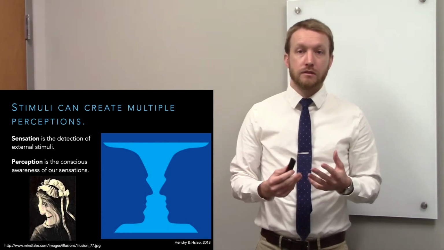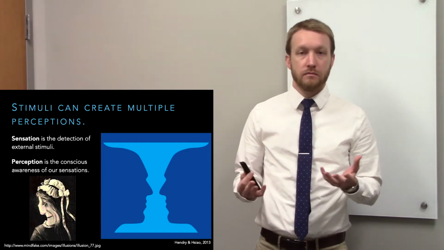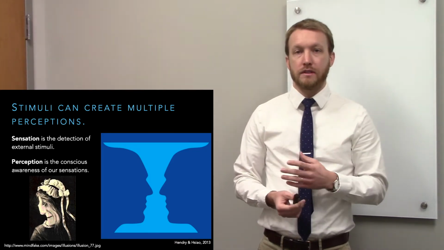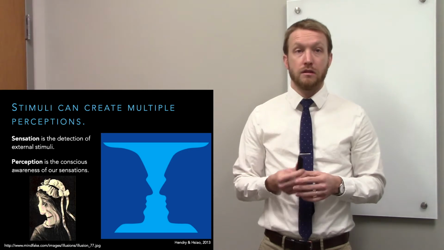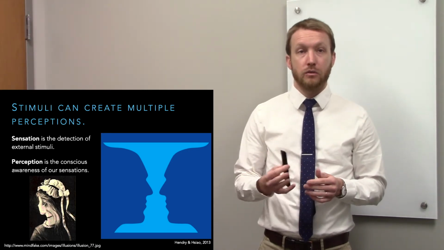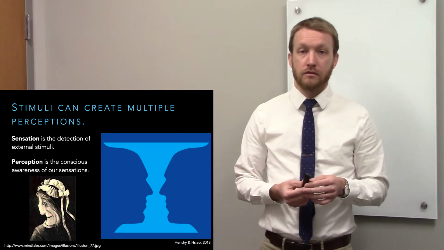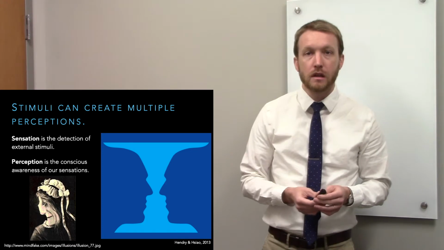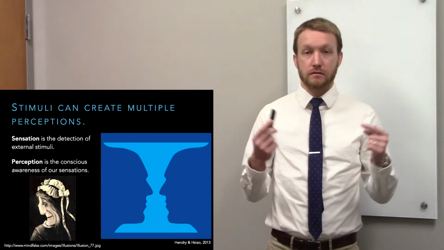Now, perceptions are going to be based off of external stimuli, but the same stimulus can produce 2 different perceptions. Here's a couple of examples shown here. On the left, you could see a young lady looking away, or you could see an older woman looking to the left. It's the exact same stimuli, but you can create a different perception. And on the right, it could be a vase, or it could be 2 faces looking at each other.